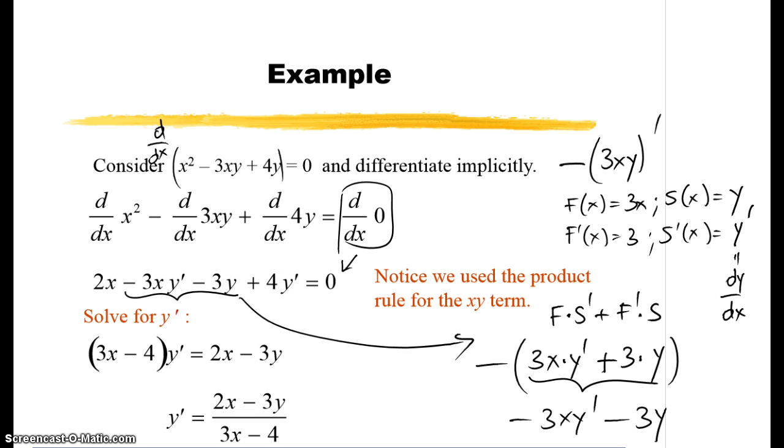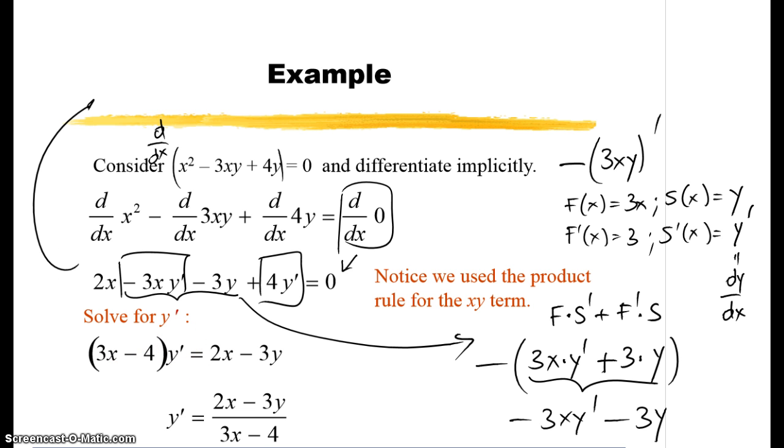Then, we're ready to solve for dy dx, or y prime, by isolating it by itself on one side of the equation. So grab these two terms, because they contain a y prime, put them on one side, and move everything else to the other side. Okay? And then you could factor out a y prime, and you get 4 minus 3x. Right? Or 3x minus 4 y prime as well is what they got here.